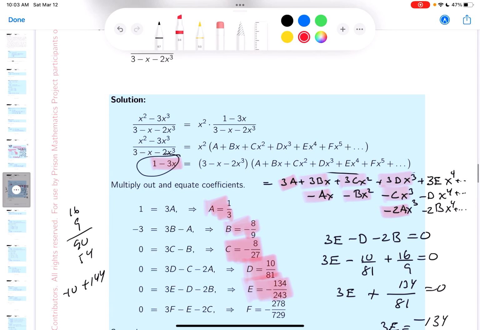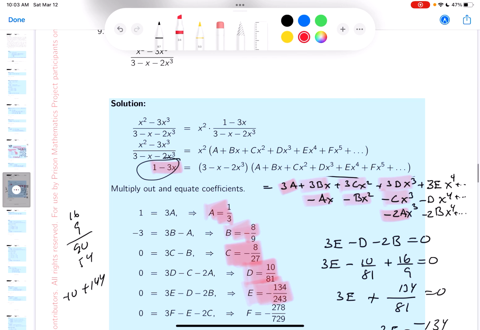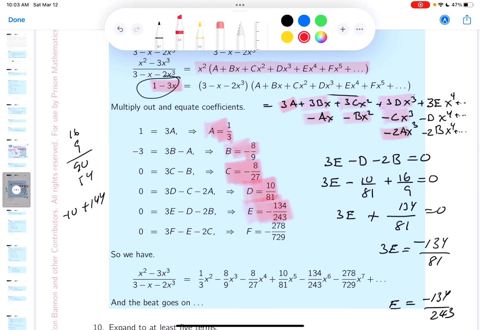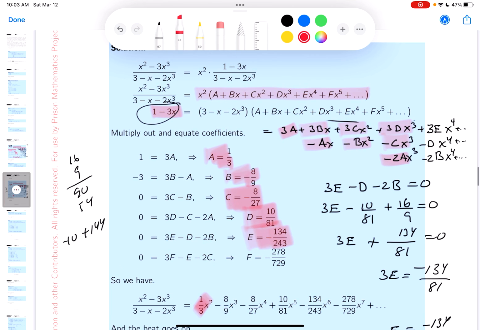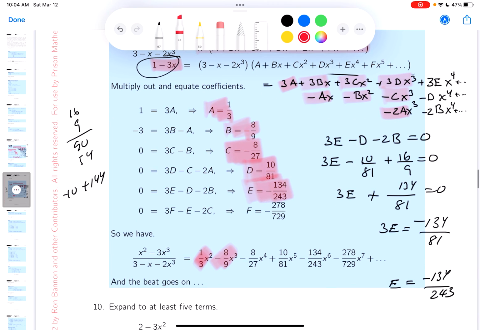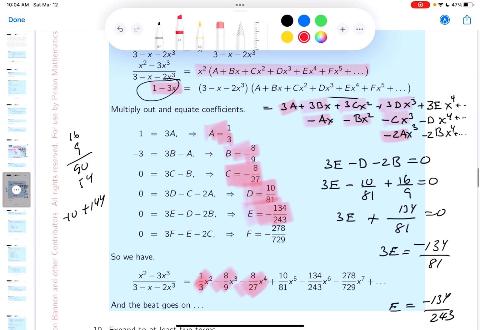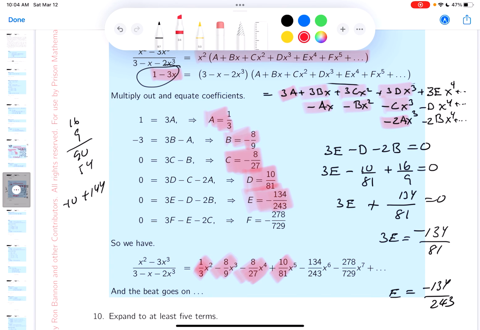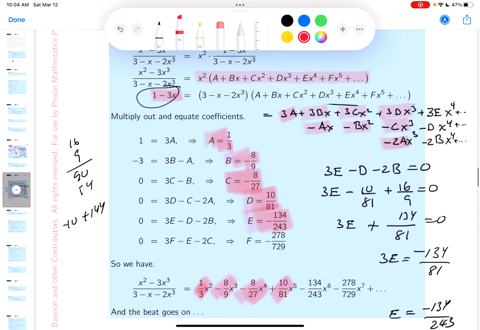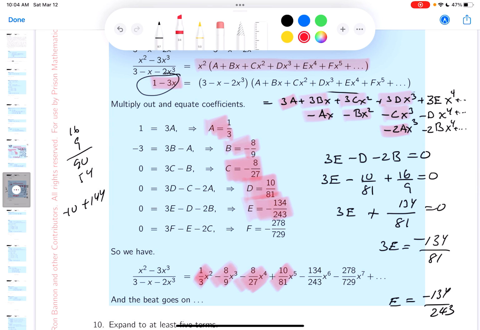So what's this up here? Well, this is what you're trying to get over here, and I need to multiply it out now. And what's that going to be? X squared times A. Well, A is 1/3. And then you're going to get bx cubed. I see that. Then you're going to get cx4. I see that. And then you're going to get, let's see, dx5. I see that. We have 1, 2, 3, 4. And did we get the last one, E? That's going to be EX6. And what's E? Minus 134 over 243.